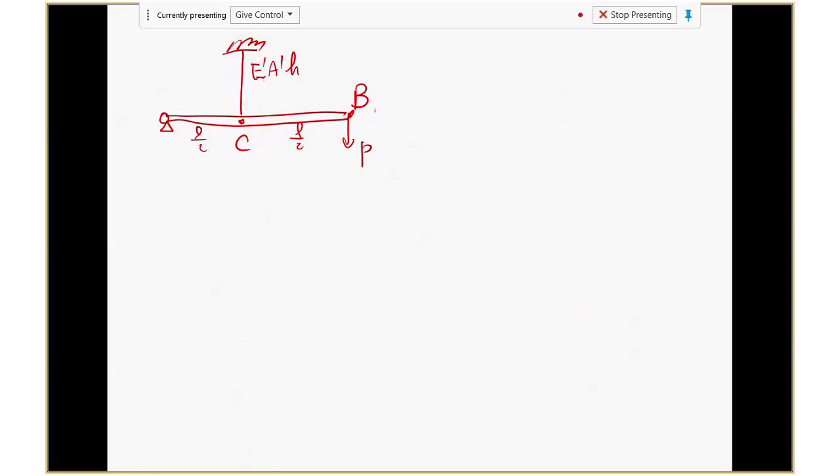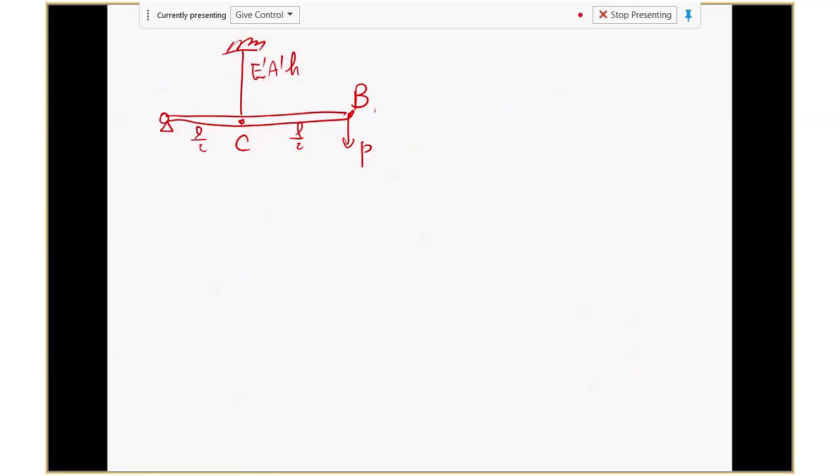Okay, so how can we find the deflection or the displacement at point B? It looks like we're not able to cover more examples. So we'll end with this example, and then we'll continue next time, Friday. Okay, so how can we find the displacement of point B?